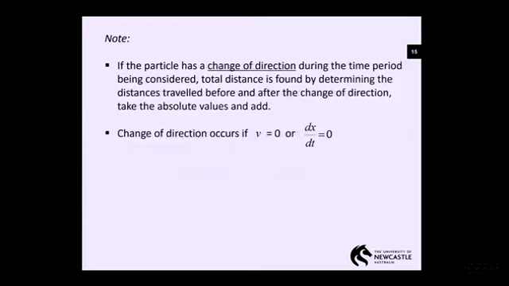And then it says if it does have a change, you better find out, first of all, if it has a change of direction by finding out if it's at rest. If you find out it's at rest at more than one place, then you're going to say, right, that dot changed direction, it moved and it moved. Sometimes it can keep changing direction. We're going to get those ones later on today. So that's where we're heading.